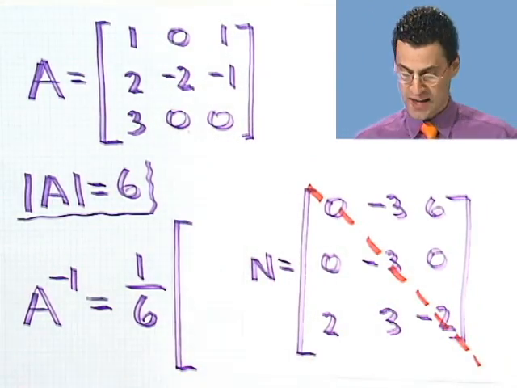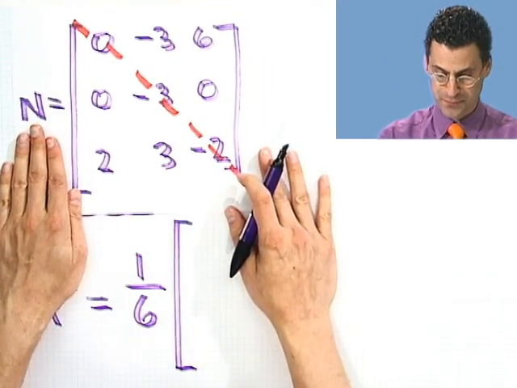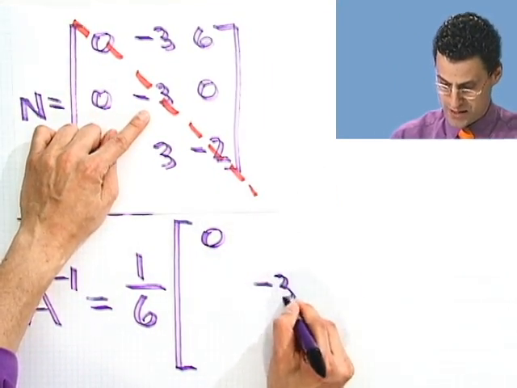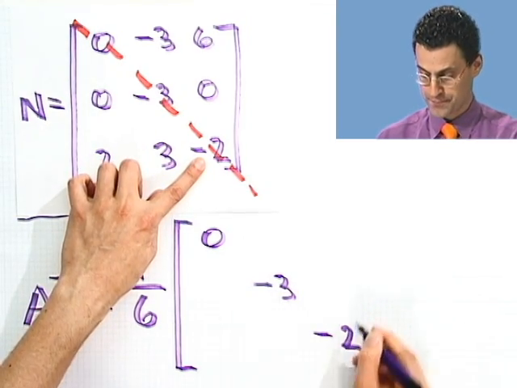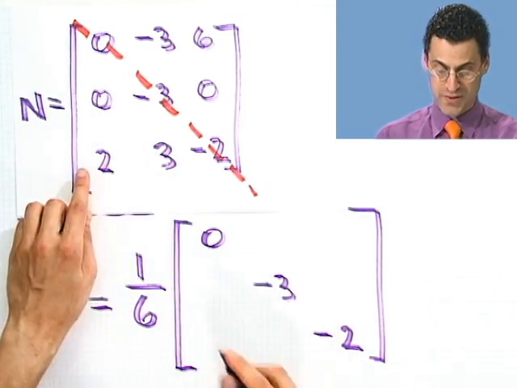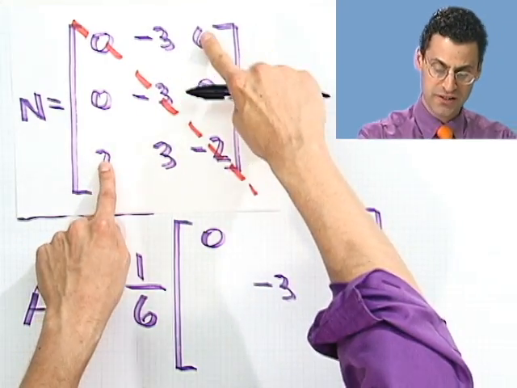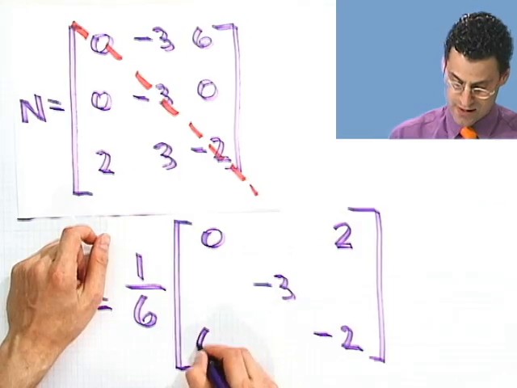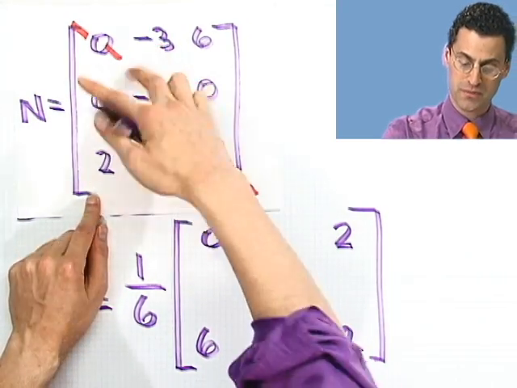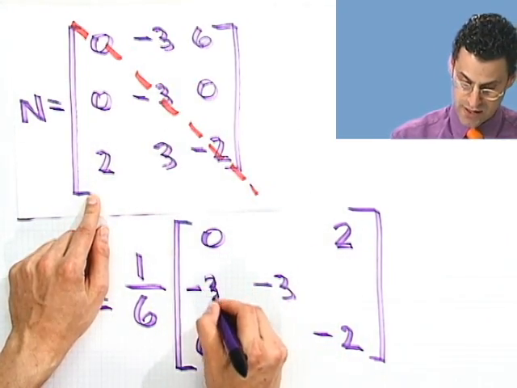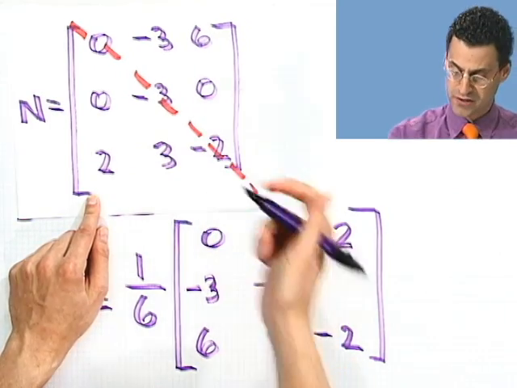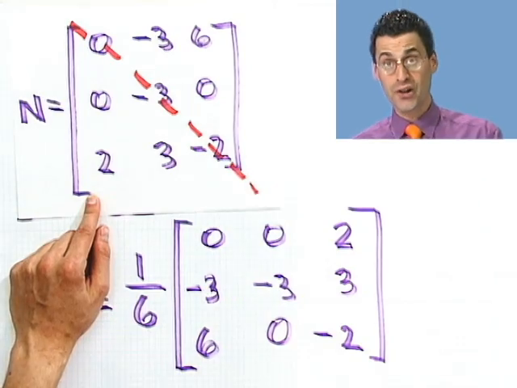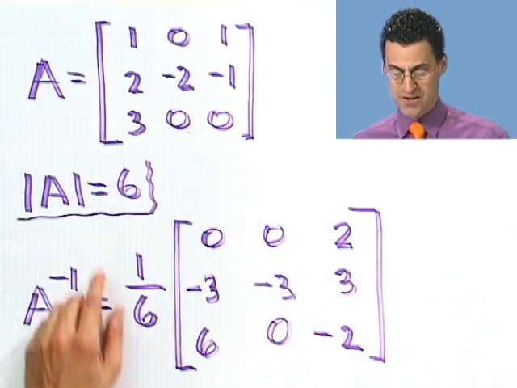So let's do that. The diagonal elements will actually stay the same. So I'll just have this 0, minus 3, and minus 2. But then this term and this term and this term flip. So I put the 2 way up here, and I put the 6 way down here. And then these two terms flip. So I have a minus 3 and a 0 here. And these two terms flip, and I see a 3 and a 0 here. Phew! Well, it turns out that that actually is the inverse.